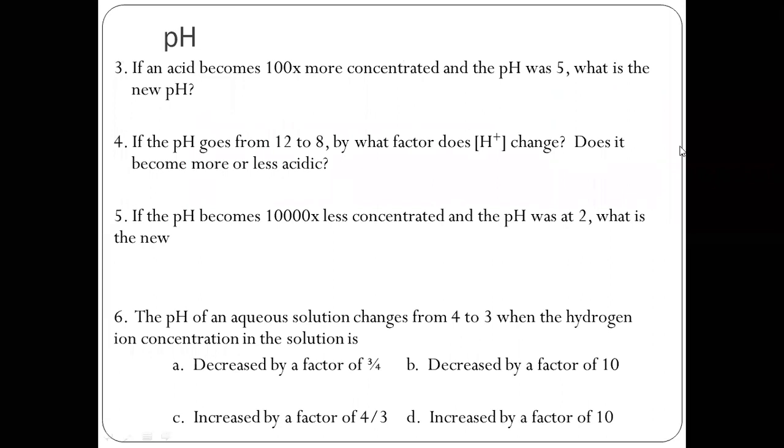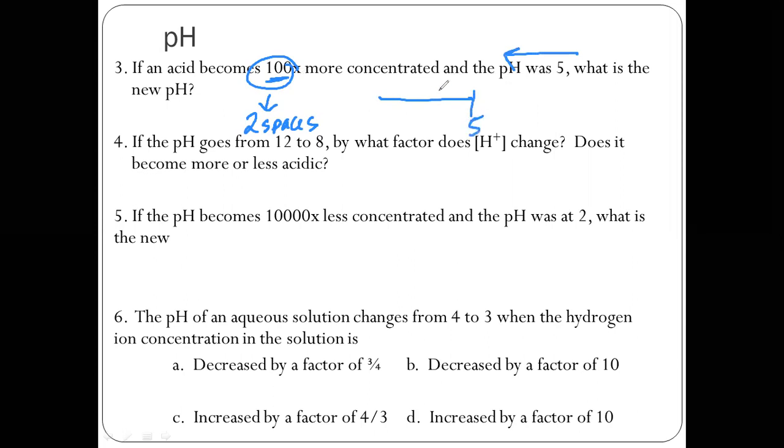All right, so number 3, if an acid becomes 100 times more concentrated, so 100 has 2 zeros, it's going to move 2 spaces. I don't know if you can hear my kids, but I don't know what they're playing. I start at 5, it becomes more concentrated, meaning I become more acidic. So I move 2 spaces, my new pH is 3.